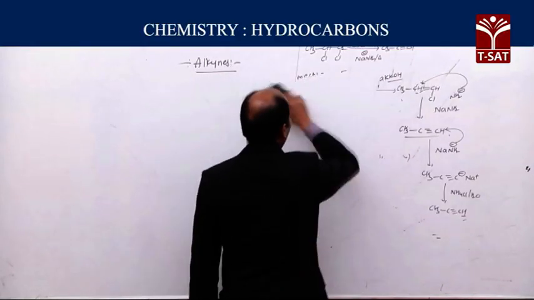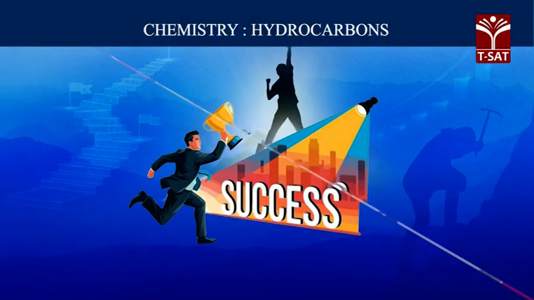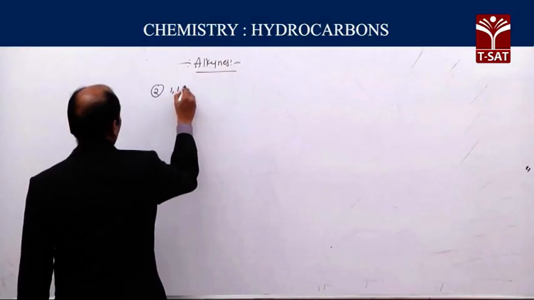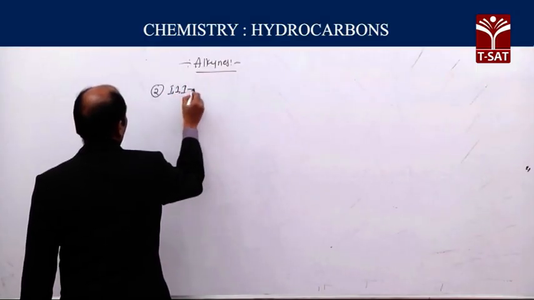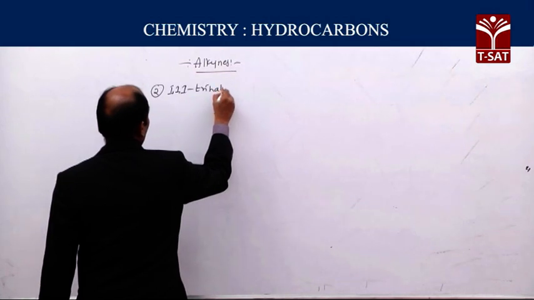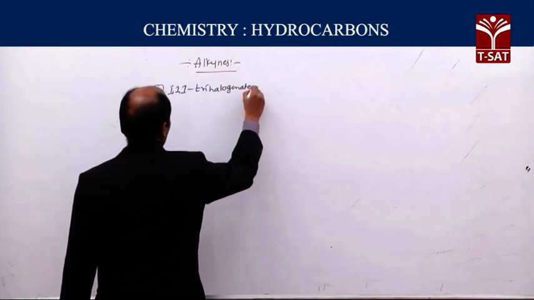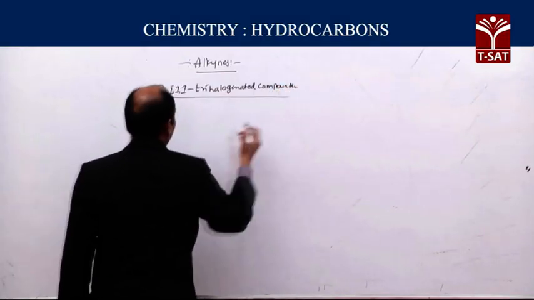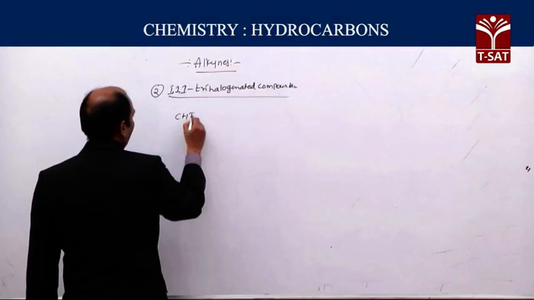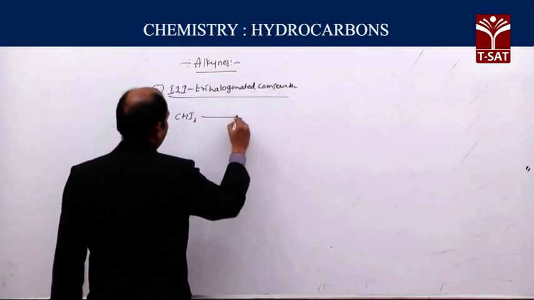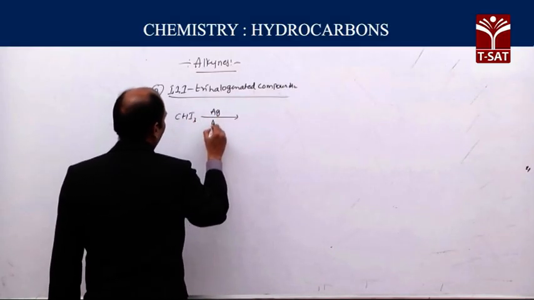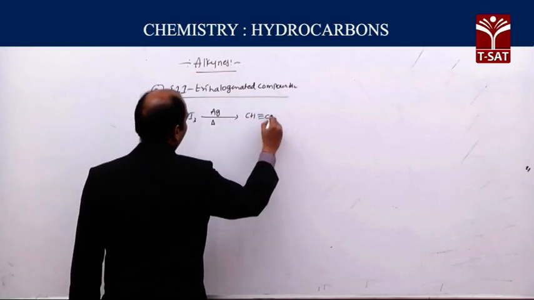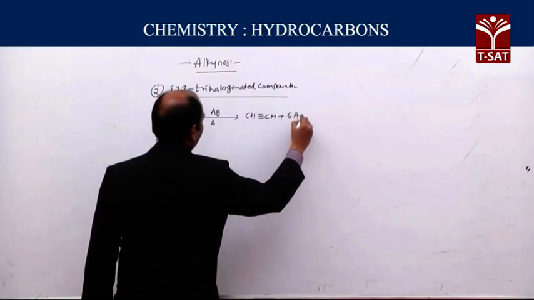After dihalogenated compounds, the second one is trihalogenated compounds. Suppose we use iodoform, CHI3, when it is treated with silver on heating. Here 2 moles we get acetylene, CH triple bond CH, plus 6AgI.